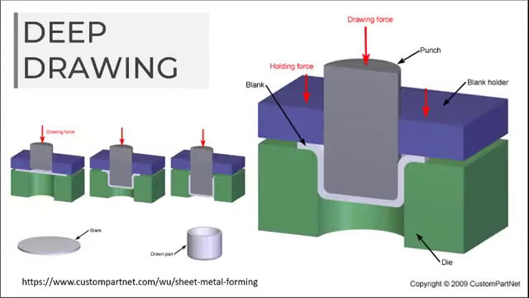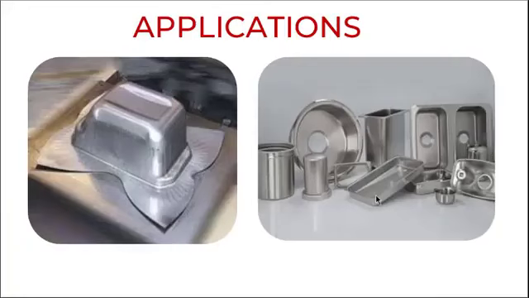Deep drawing. Deep drawing is a metal forming process in which sheet metal is stretched into the desired part shape. We can also observe in the illustration that there is a drawing force on the sheet metal which is causing it to be drawn into the desired shape. Applications of deep drawing are cookware, utensils, and also some automotive applications.